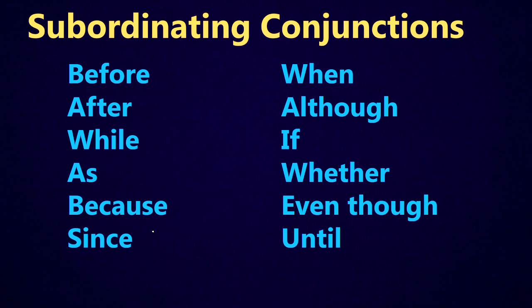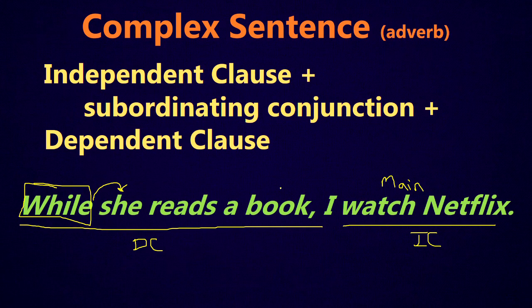So our subordinating conjunctions, there's actually a lot of them, and I just put some of the most common ones here. Before, after, while, as, because, since, when, although, if, whether, even though, until. Those are just some of the more common ones you'll see. And again, the subordinating conjunction stays with the dependent clause.